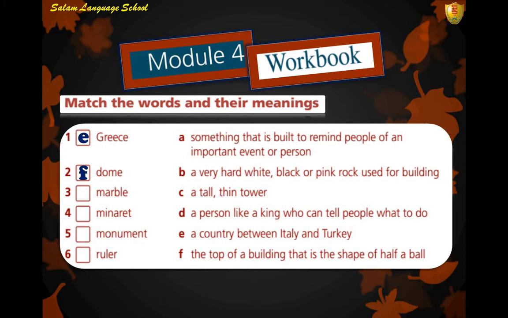Number 3, marble: it will be letter B, a very hard white, black or pink rock used for building. Number 4, minaret: minaret is letter C, a tall thin tower. And number 5, monument: it will be letter A, something that is built to remind people of an important event or person. And number 6, ruler: of course it will be letter D, a person like a king who can tell people what to do.